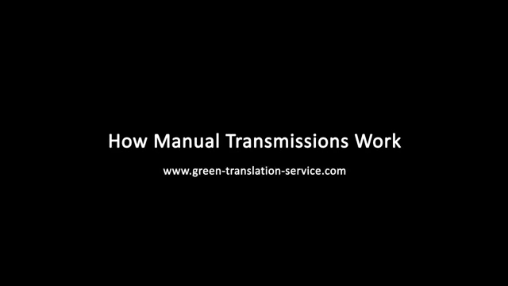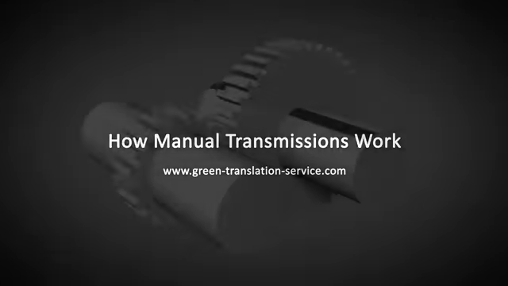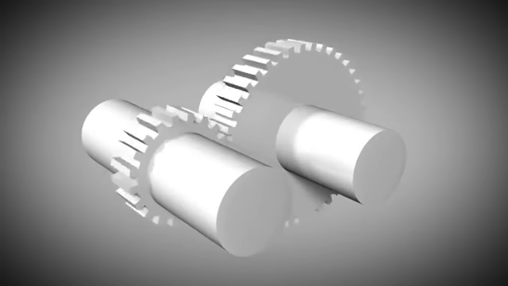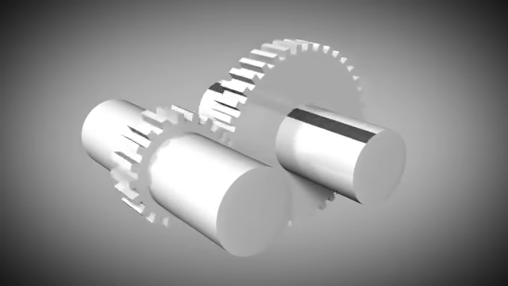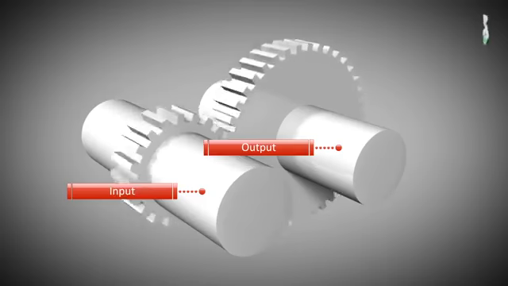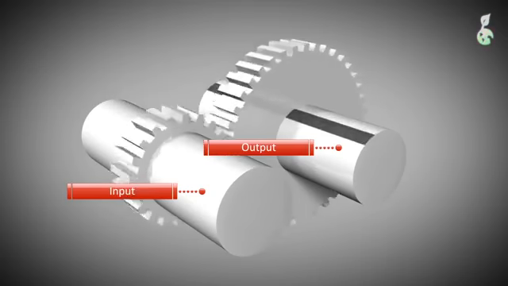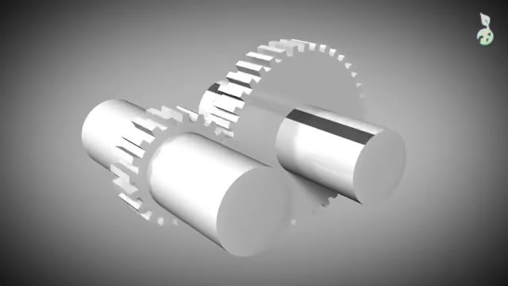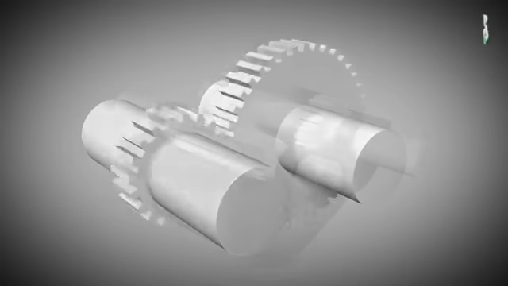Cars and motorcycles of today are equipped with efficient manual or automatic transmissions. Often, transmission refers to a gearbox that uses gears to provide speed and torque conversions between input and output. First, let's have a quick look at the basic principle of transmissions.